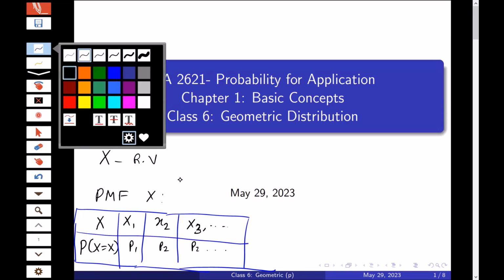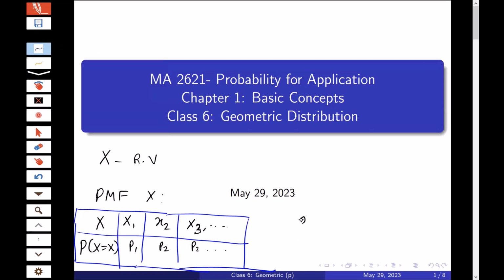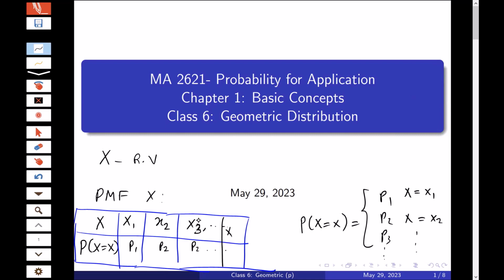Or we can use piecewise function form to denote the probability mass function like this: p1, p2, p3, when x equals x1, x equals x2, and so on. So these are the general methods we can denote a probability mass function for any random variable which has finite outcomes, finite possible values here. So this should be finite.